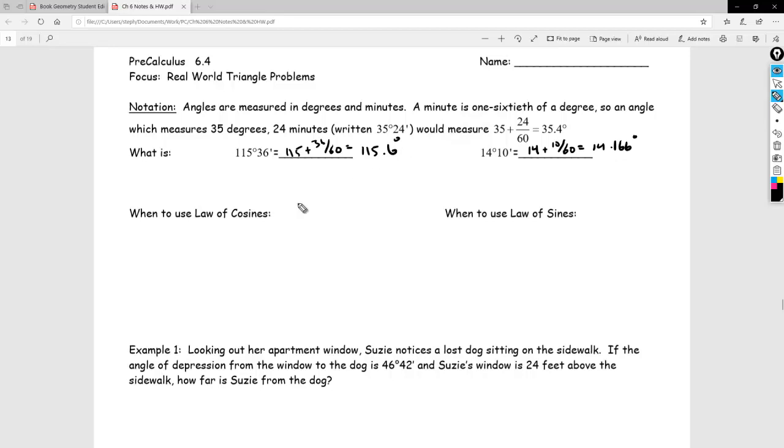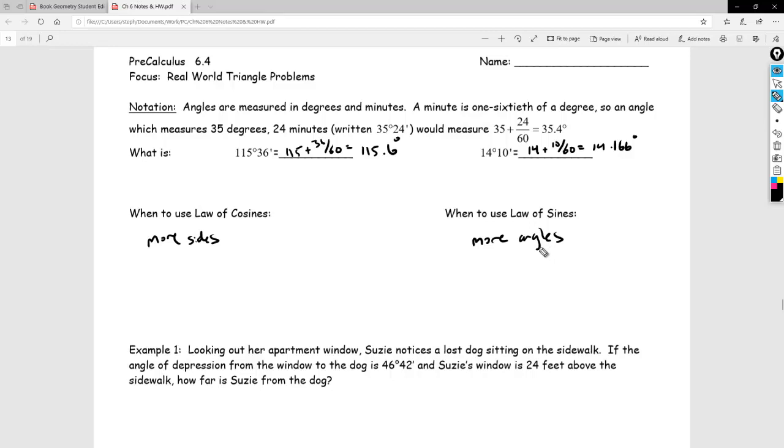Okay, just to recap, when to use law of cosines and when to use law of sines. So if you have more side lengths, law of cosines is great. If you have more angles, law of sines is great. So if you have 2 angles, that means you have 3 angles. That means law of sines is probably going to be good.